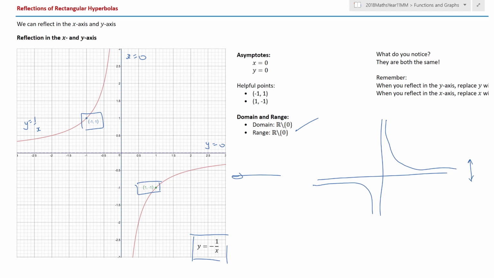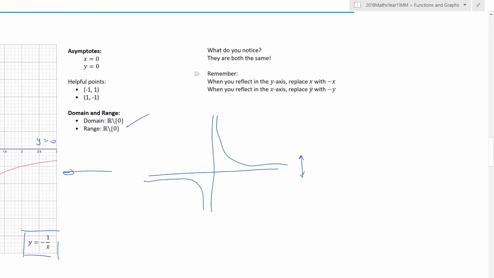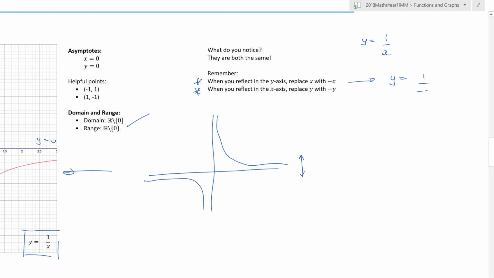Mind blown. Yes? Now, if we go back to the algebra of all of this, and we remember that our base graph is y equals 1 over x, then following these shortcuts, if you remember, when we reflect in the y-axis, you replace x with minus x. So everywhere we see an x in the function, we replace it with minus x. And it just so happens that by convention, we tend to put the minus sign at the top. So there is my algebra for a reflection in the y-axis. When we have the x-axis, you replace y with minus y. And lo and behold, once again, that becomes minus 1 over x.